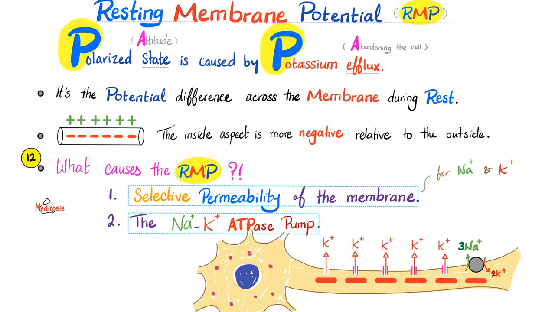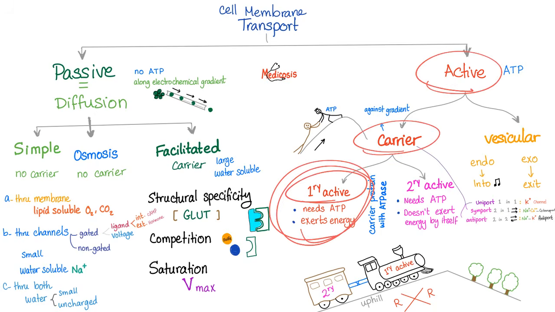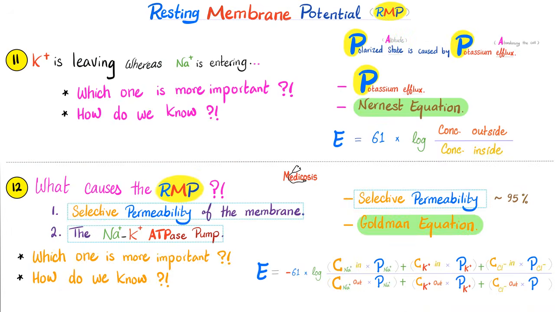Let's talk about sodium-potassium ATPase. Sodium-potassium ATPase is a primary active transporter, which means you will need to spend energy. Don't be cheap. During rest, potassium is leaving, sodium is entering. Which one is more important? Potassium. How did we know this? Nernst equation. Next, the causes of resting membrane potential are the selective permeability and the sodium-potassium ATPase.